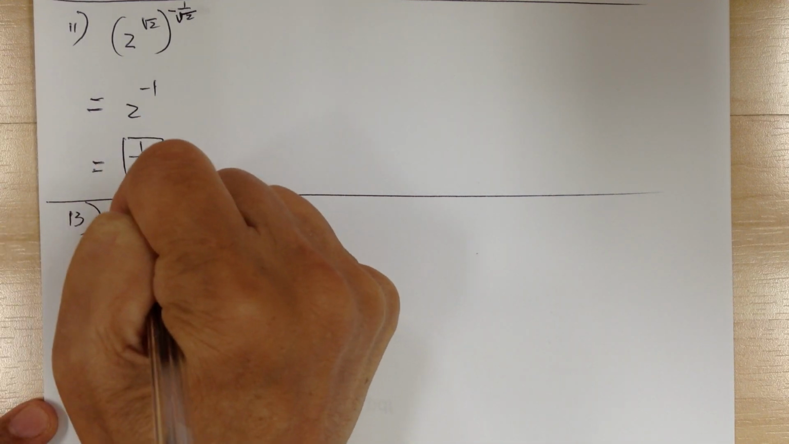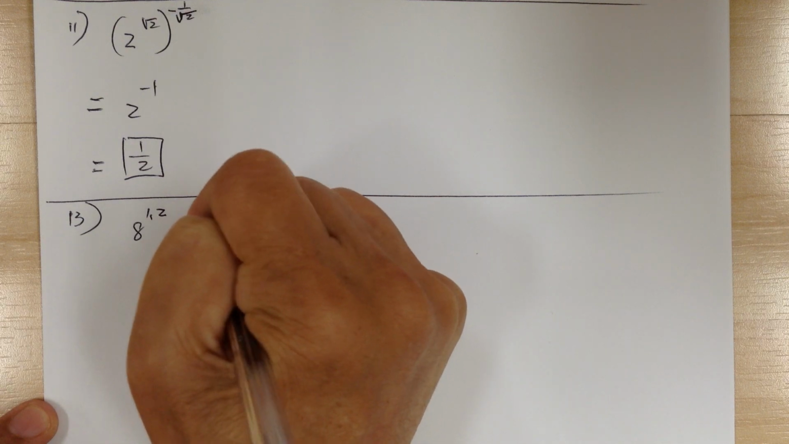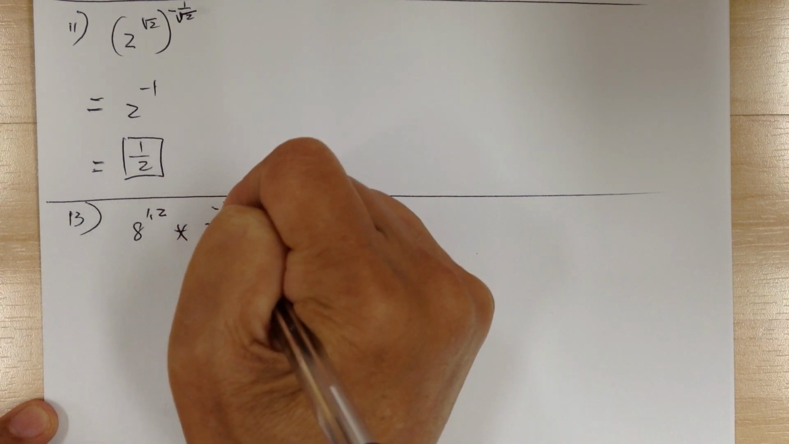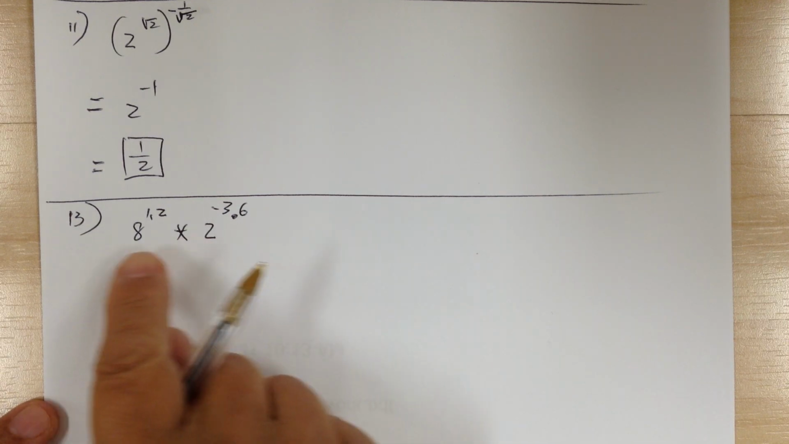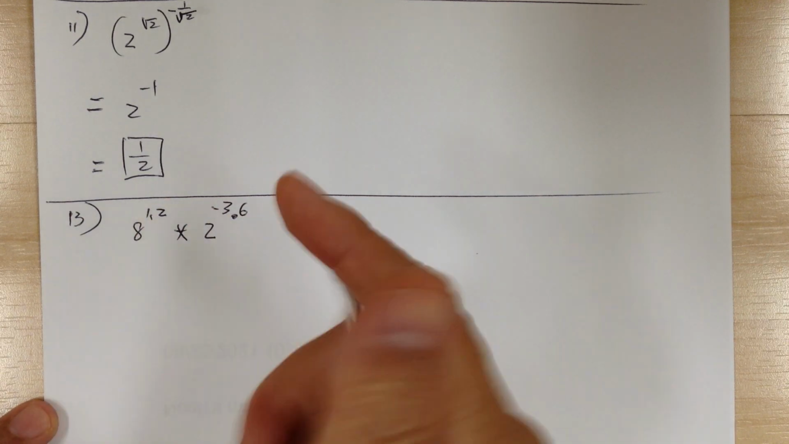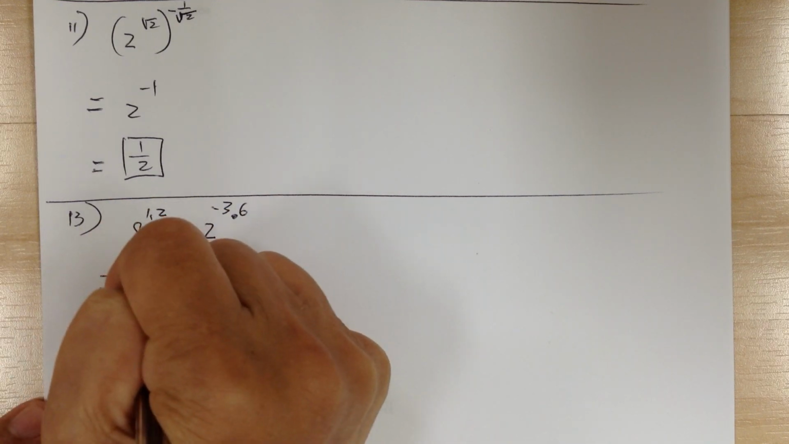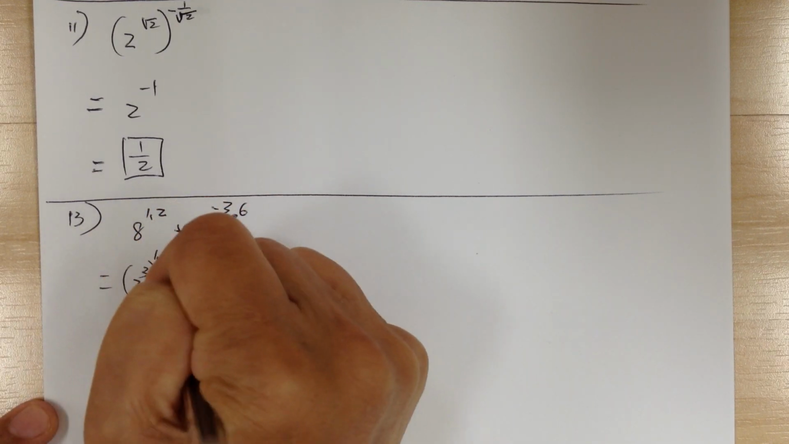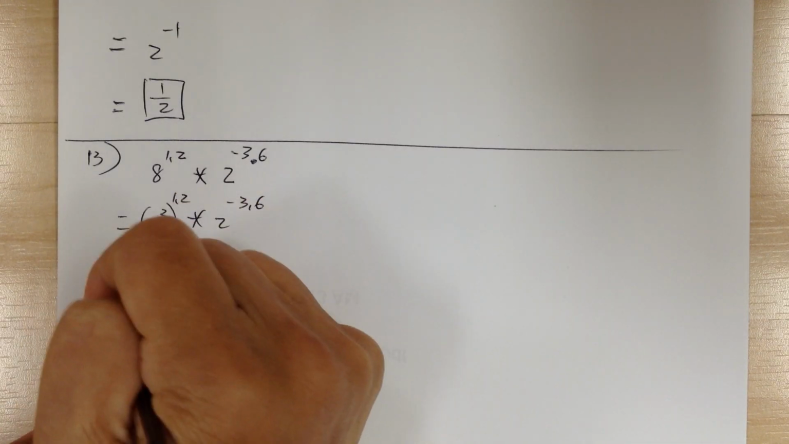Okay, you have a to the 1.2 power times 2 to the negative 3.6 power. Right now you cannot do anything yet because this is base a and this is base 2. So you have to make it into the same base. Change the a into 2 to the 3 power. Then after that, apply the power rule. So go and work it out.